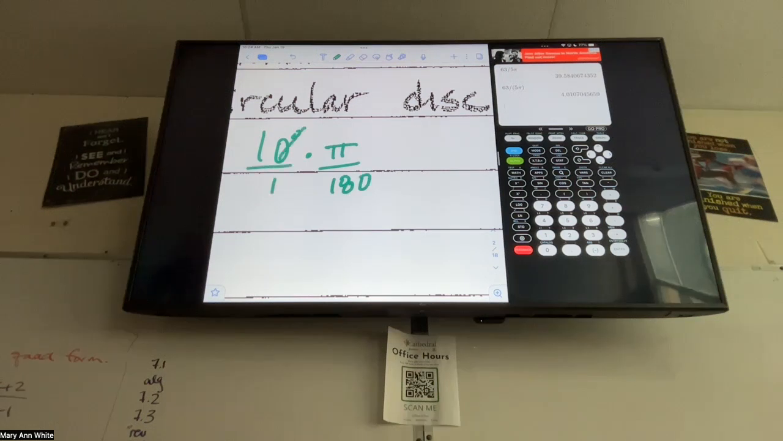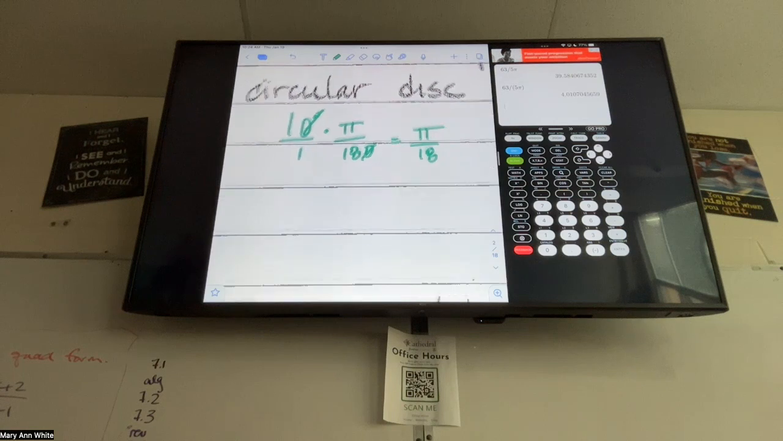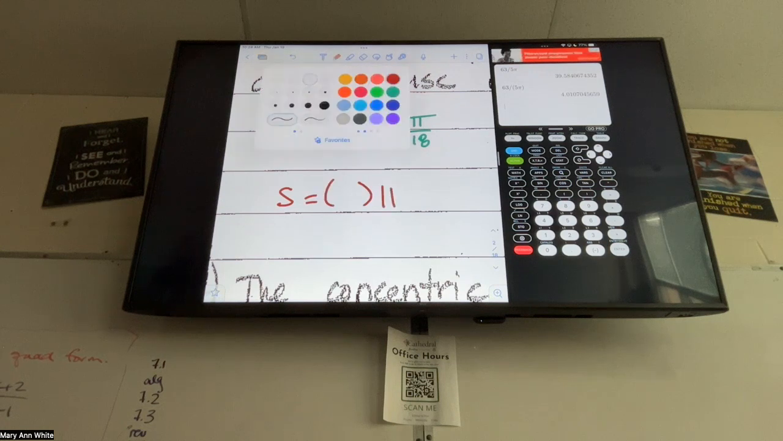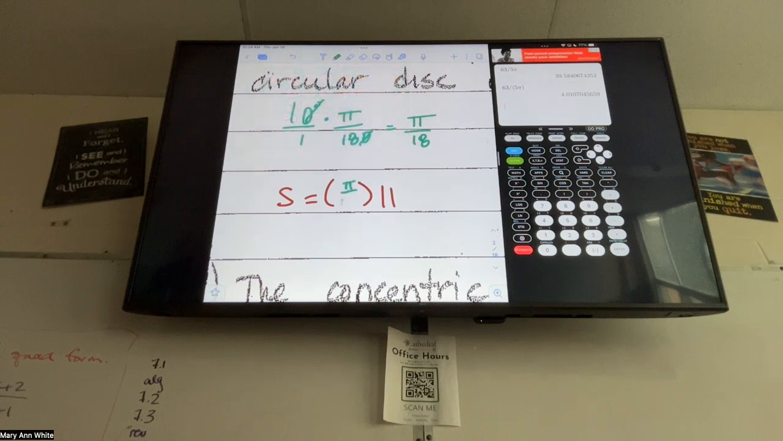This is an easy simplify. The 10 cancels, so I get pi over 18. And then we're going to say S equals pi over 18 times R, which was 11. I'm going to just put this in the calculator. 11 pi divided by 18 is going to be 1.92 inches.